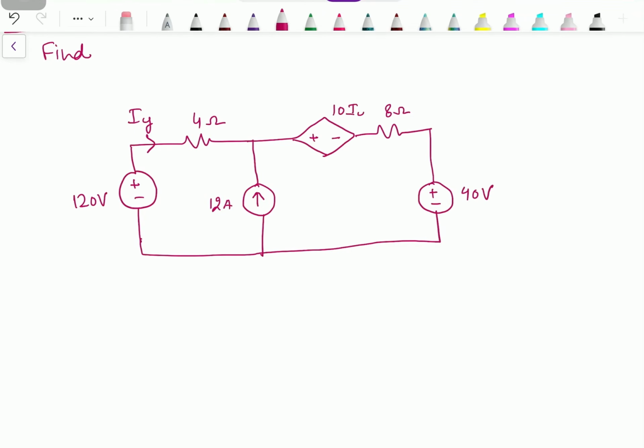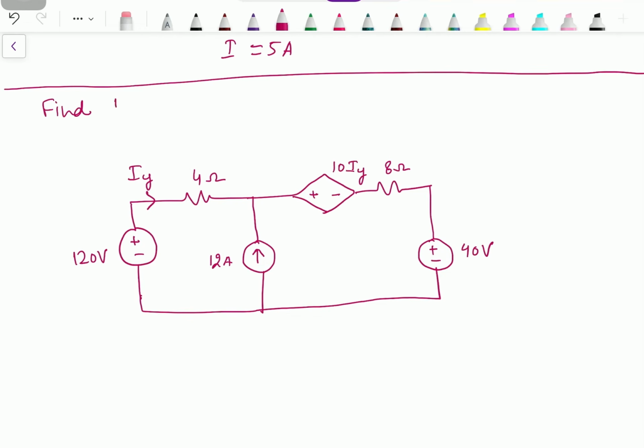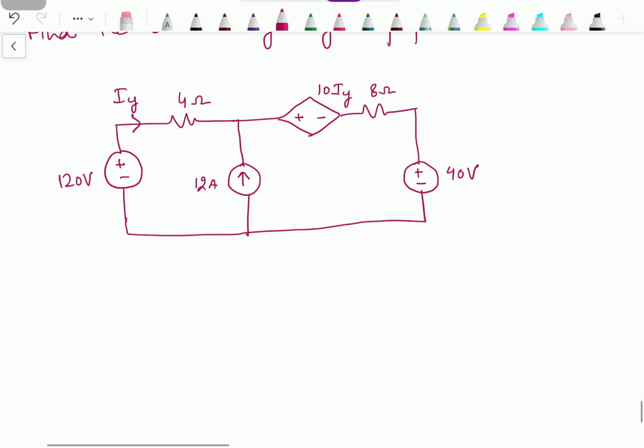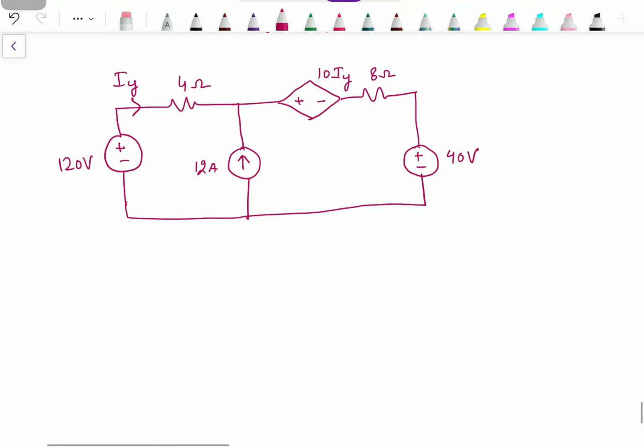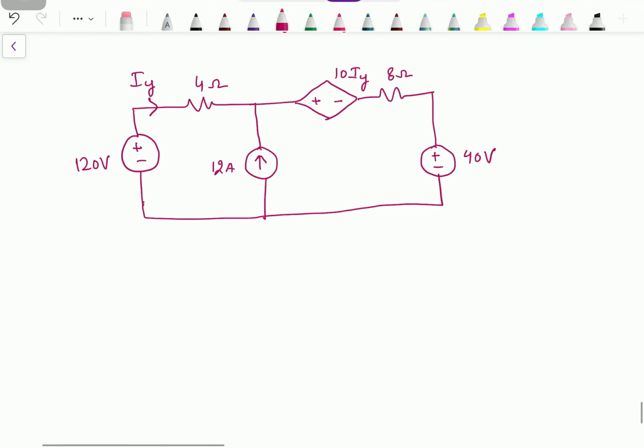This voltage source supplies 4 times IY. And the question is, find the current IY using the superposition theorem. Since we have three independent sources, we need to solve this problem by considering these three one by one. So we will have three cases.